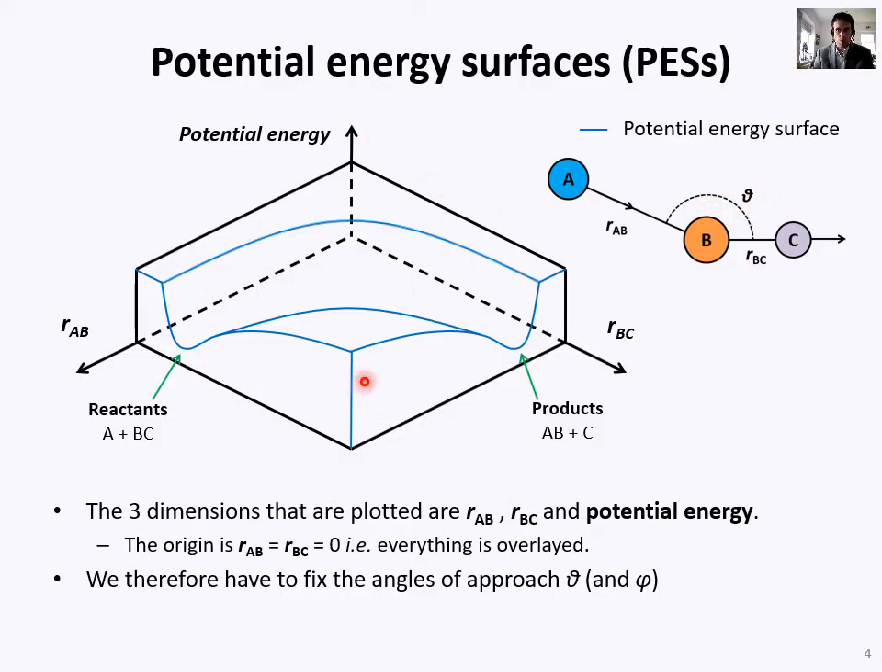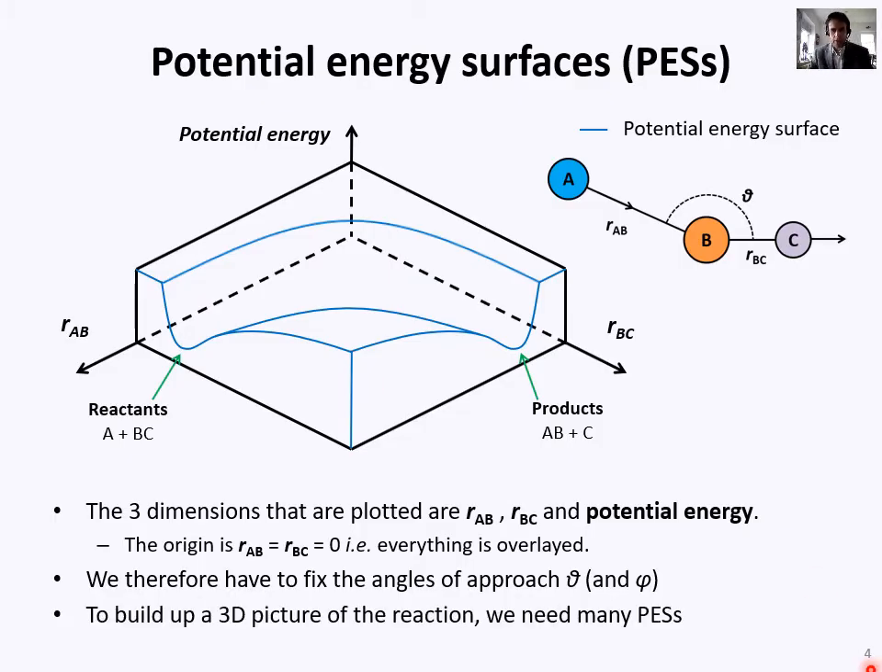So you can start to think, well, I need quite a few surfaces to fully understand my reaction. But even with, say, 10 of these surfaces for different phi, different theta, you're going to start understanding how different positions of approach are going to make a difference, okay? And that's the point. We need loads of PESs to actually really build up a 3D picture. But we can start doing it with them. That's the point, really.